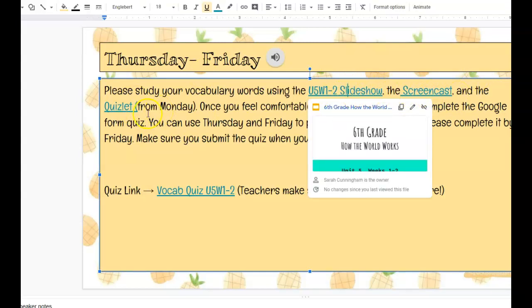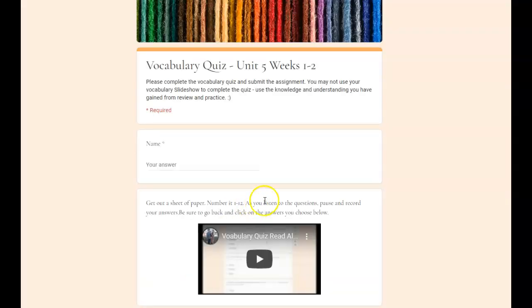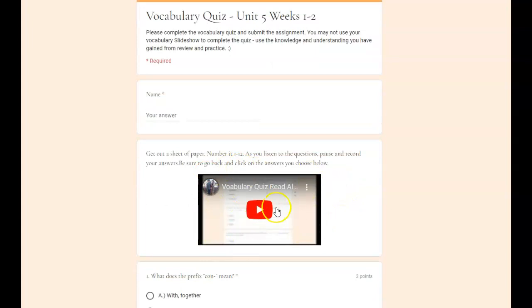or if you'd like to play a game and make it a little bit more fun, you can go to Quizlet and you can practice with games that way. Finally, on Friday, you're clicking here to take your quiz for your vocab. Once you go into your quiz, again at the top, if you'd like me to read it to you, it is right here for you.